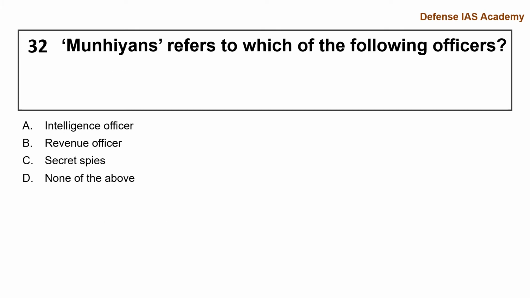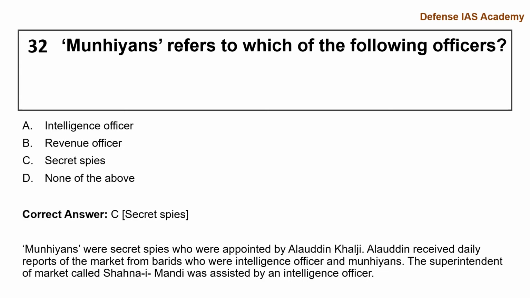Question number 32. Munhiyans refers to which of the following officers? The correct answer is option C, secret spies. Munhiyans were secret spies who were appointed by Alauddin Khalji. Alauddin received daily reports of the market from barids, who were intelligence officers, and Munhiyans. The superintendent of market called Shahna-e-Mandi was assisted by an intelligence officer.